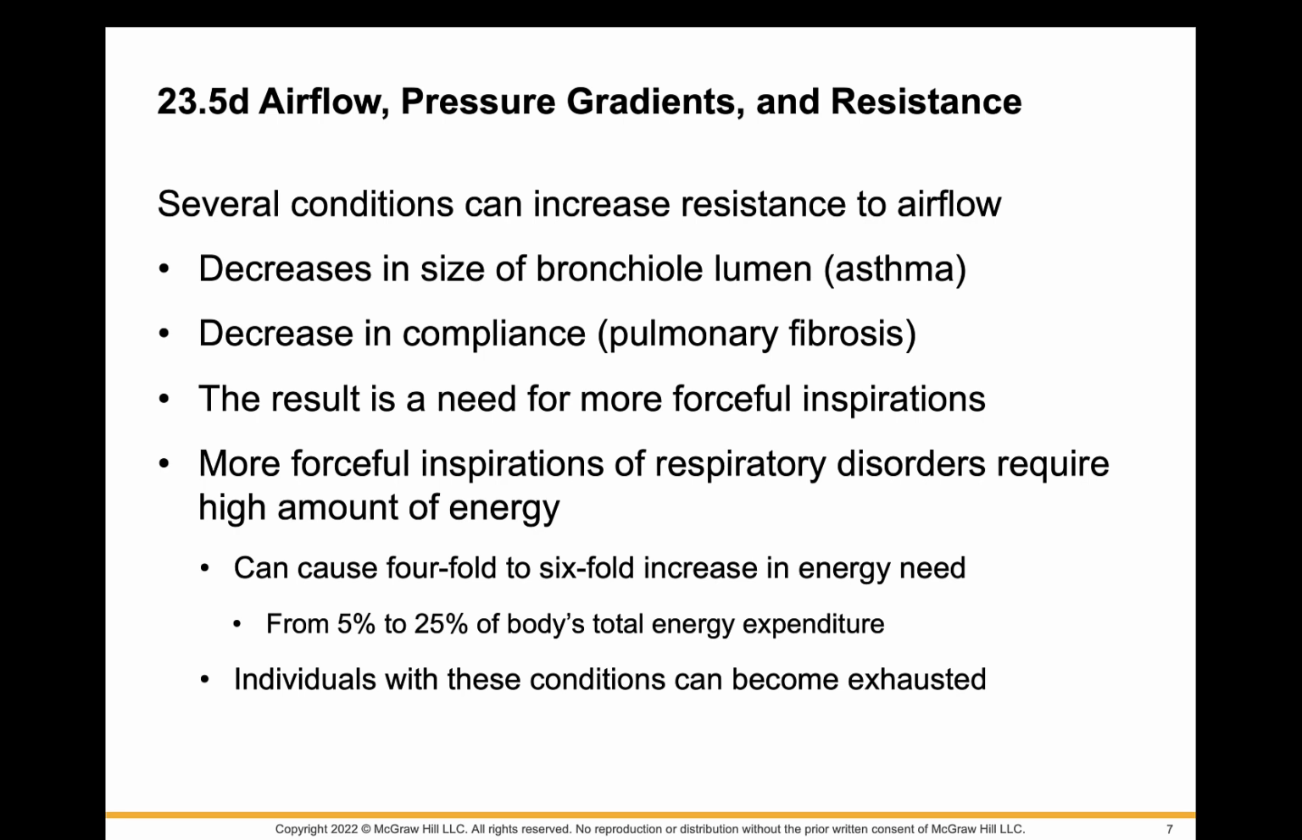Now, if we look at a number of conditions that are increasing resistance, we've addressed some of these along the way, but let's focus on some of them in a little bit more detail. One could be asthma. Asthma is a decrease in the size of the lumen of the bronchiole. We can see a decrease in compliance that could be due to pulmonary fibrosis. Overall, there's going to be a need for more forceful inspirations, and you really are increasing the cost of breathing.